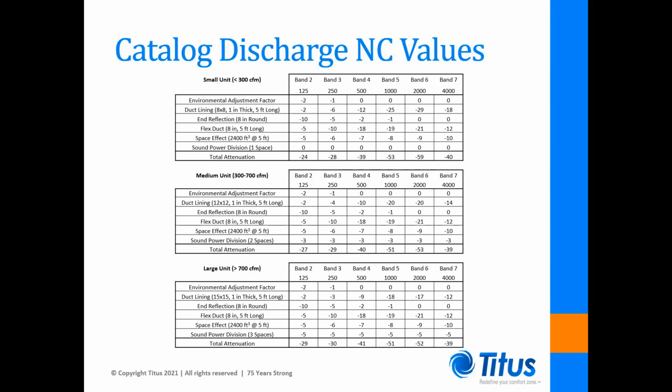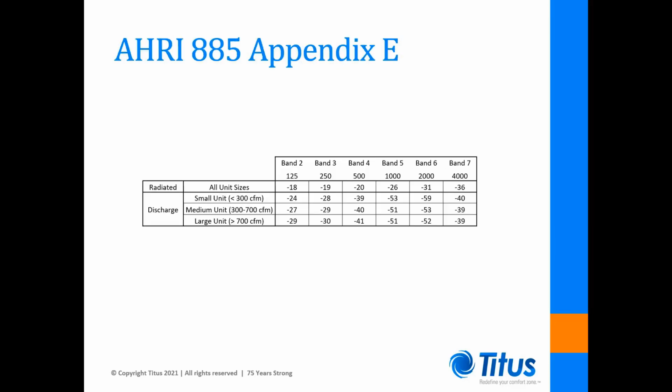So here's what that looks like. You can see that there are 3 sets of standard attenuations based on the airflow capacity of the unit in question. This creates different sound attenuation values for small, medium, and large units. Just to summarize, here are the total radiated and discharge attenuations provided by AHRI 885 Appendix E that manufacturers are required to use if they choose to publish NC levels.